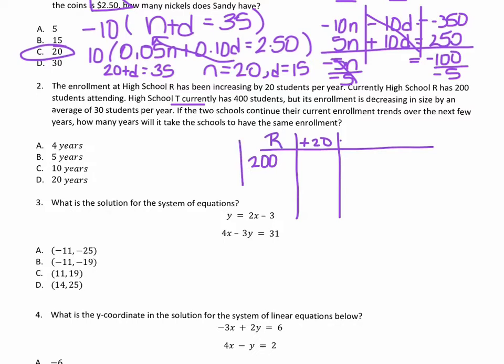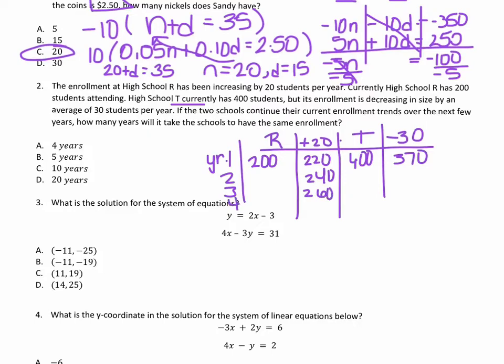And so at the end of year 1, they're going to have 220, and then T has 400 minus, they're decreasing by 30. So at the end of year 1, they'll have 370. The easiest way to do these things is to just do a table, because then year 2 is going to be 240, 3 is going to be 260, 4, 280, and notice it goes up right away.